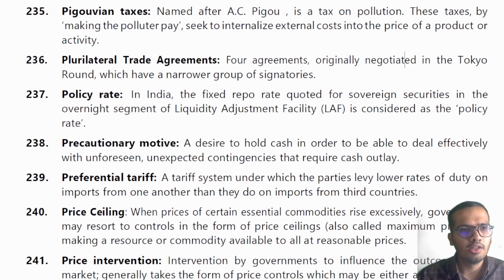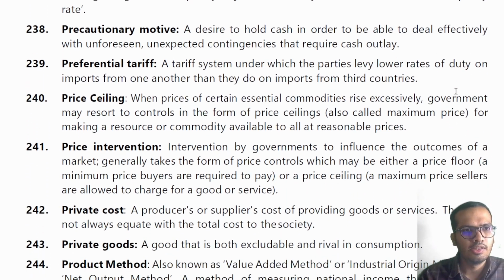Then we have number 236, plurilateral trade agreement. So four agreements originally negotiated in the Tokyo Round, which have a narrower group of signatories. Then comes number 237, policy rate. So in India, the fixed repo rate quoted for sovereign securities in the overnight segment of LAF is considered as a policy rate. Then we have number 238, precautionary motive.